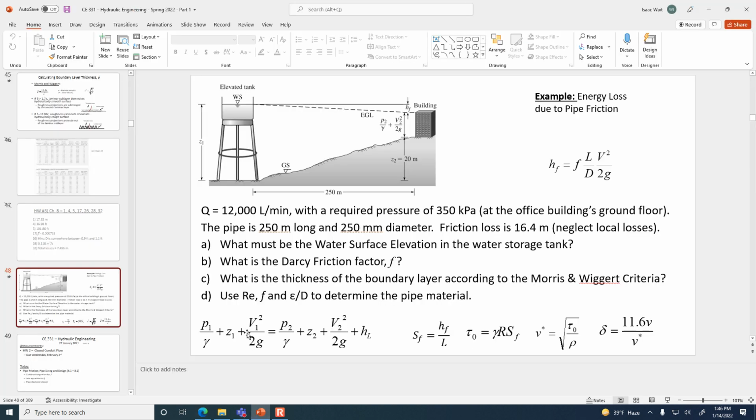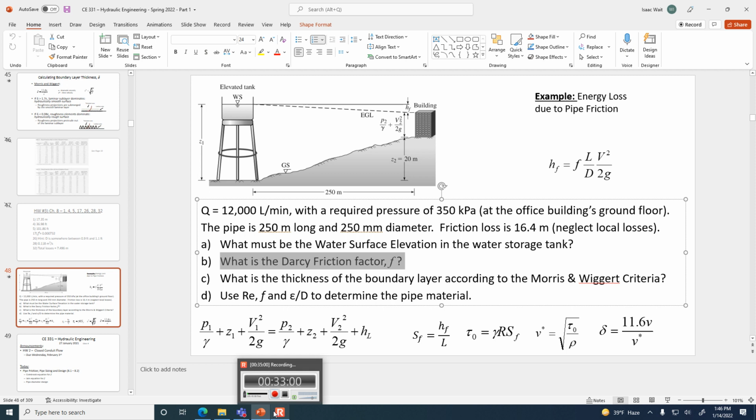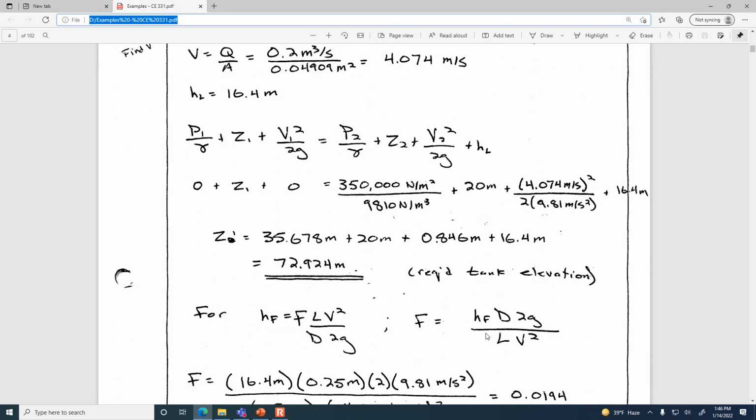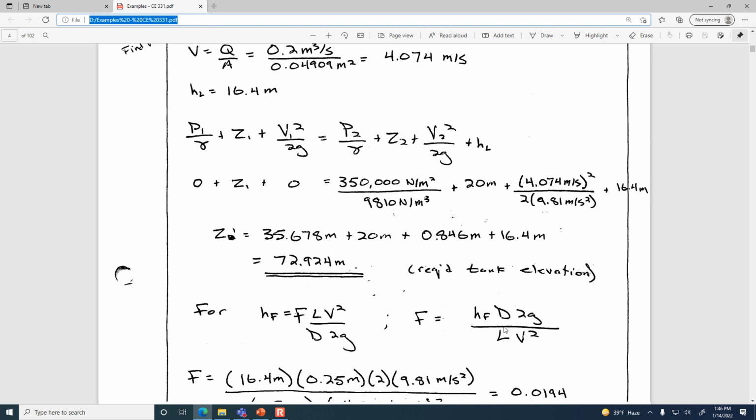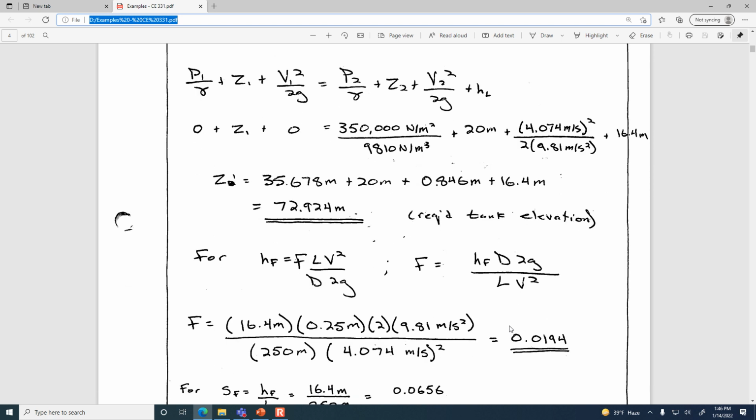Okay, so the next thing it was asking for is what would be the friction factor? And as I suggested we could do on the whiteboard, if you rearrange the equation to calculate the friction factor, then we solve for f in terms of the known h sub f, and then all the other physical characteristics such as the pipe diameter and length and so on. Okay, so this would be a pipe that has a 0.0194 friction factor.